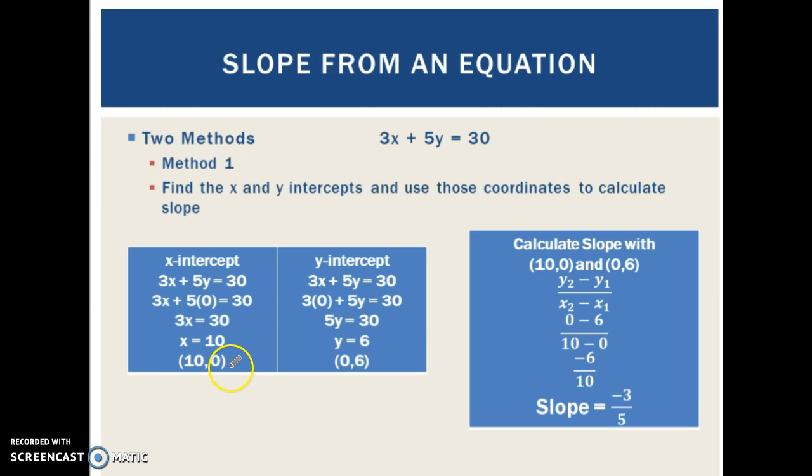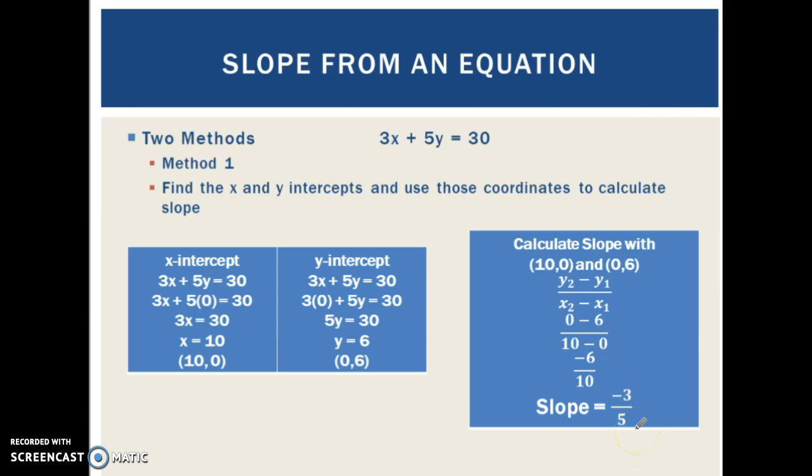It's on the x-axis at 10 with a y coordinate of 0. And then I did the same thing for the y-intercept. It's just this time I put in 0 for x to get the coordinate (0, 6). Once you have your 2 coordinates, you can use the slope formula to calculate the slope, subtracting the vertical change over the horizontal change, and you get a slope of -3/5 for this one.